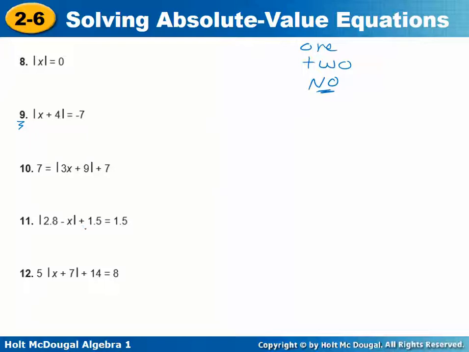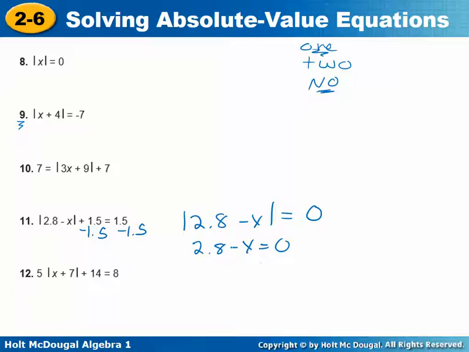If we subtract the 1.5 from both sides, we'll get the absolute value of 2.8 minus x is equal to 0. So this one is only going to have one solution, but we still need to find what that one solution is. There won't be two cases because you can't do a negative 0 and a positive 0. So we just go ahead and solve this one.